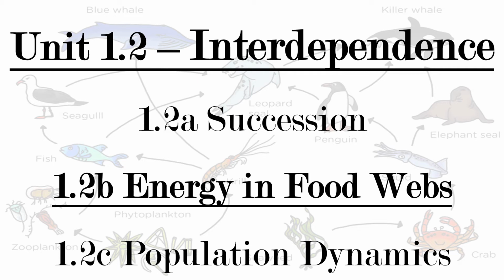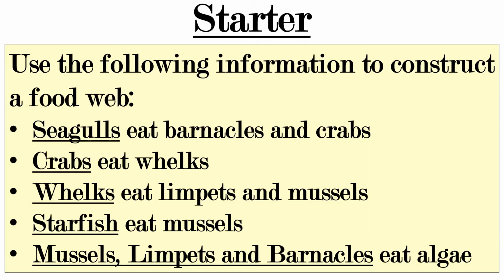Next section of Unit 1.2, Interdependence, which is all to do with relationships between living things, and this one is energy and food webs. 1.2b. So to begin with, I'd like to do this just to try and get you back in the way of thinking about food webs and how they work. So use that information to construct a food web.